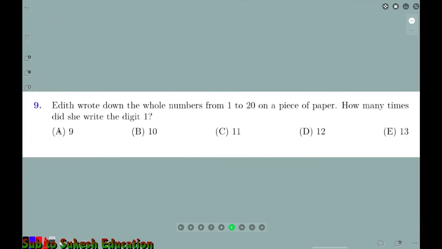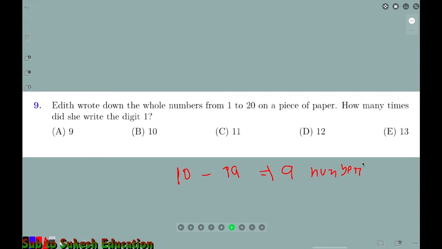Okay, now question number 9. Edith writes down the whole numbers from 1 to 20 on a piece of paper. How many times did she write the digit 1? Okay, she writes the numbers 1 to 20. How many times did she write the digit 1? We know that from 10 to 19, there are how many numbers? You can count it yourself.